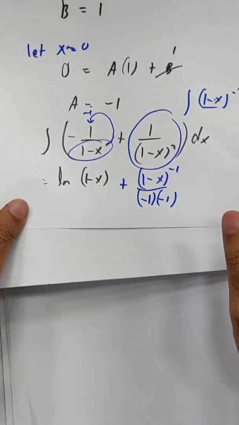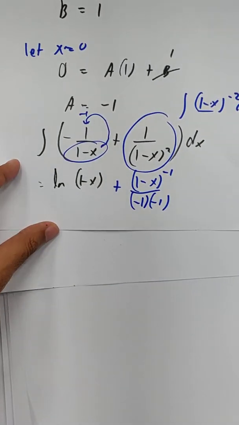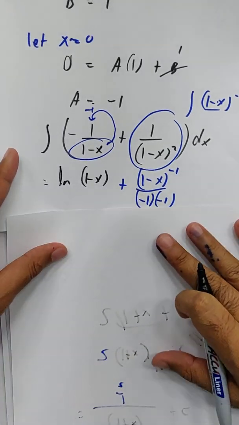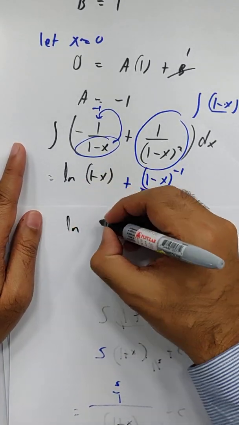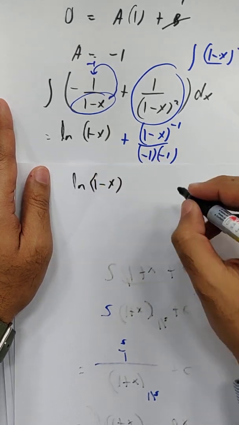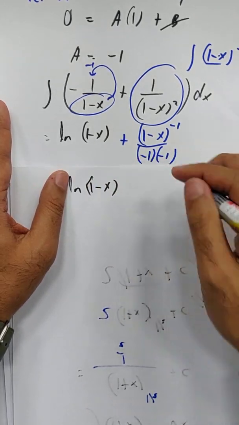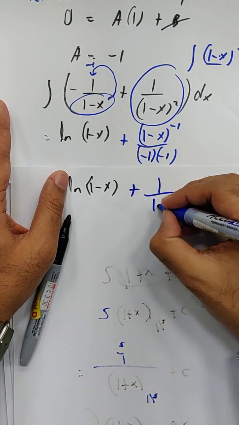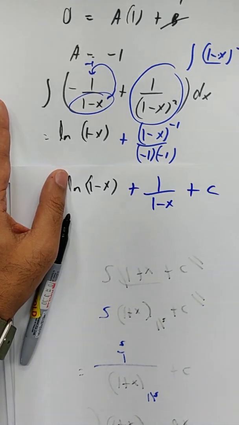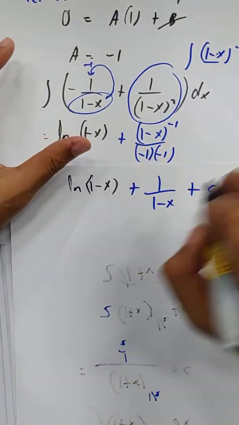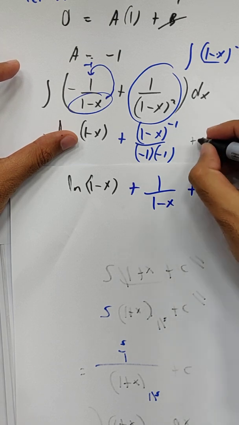And of course, as your final answer, you can rewrite the whole thing as ln 1 minus x, minus minus plus 1 over 1 minus x. And yes, please don't forget your plus c, which I kind of forgot just now, but I recovered at the end.